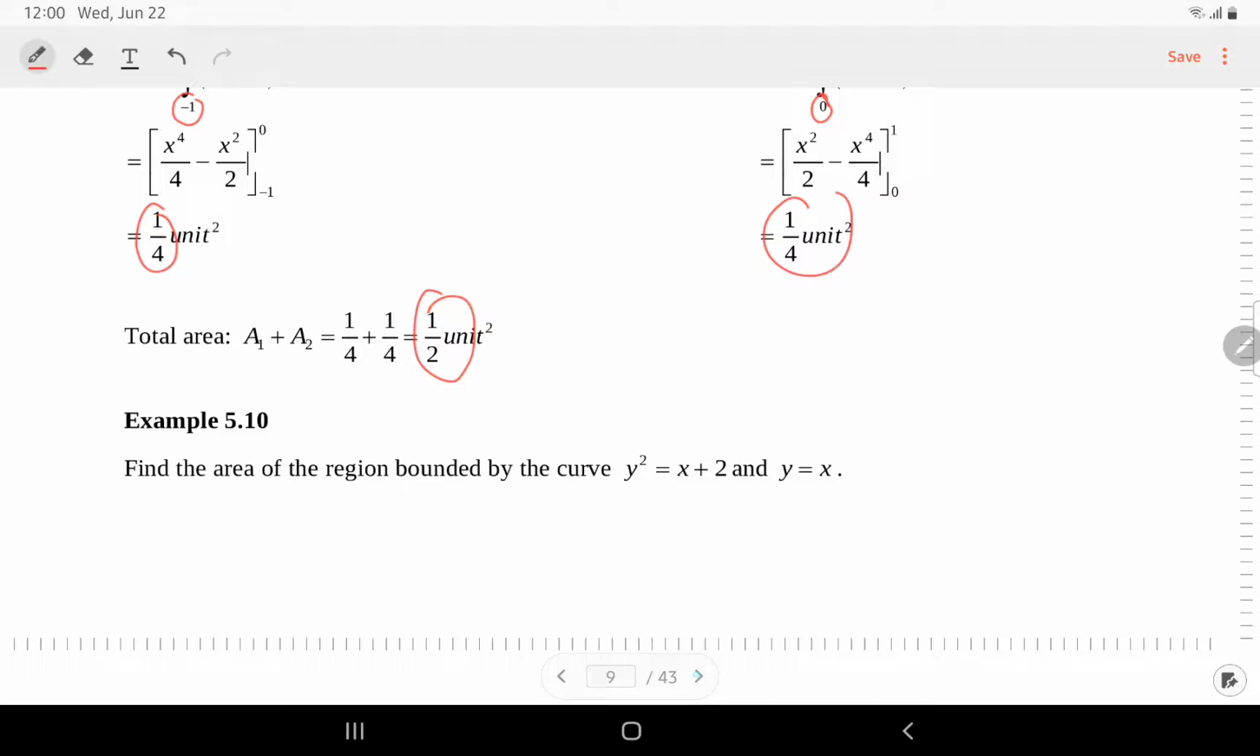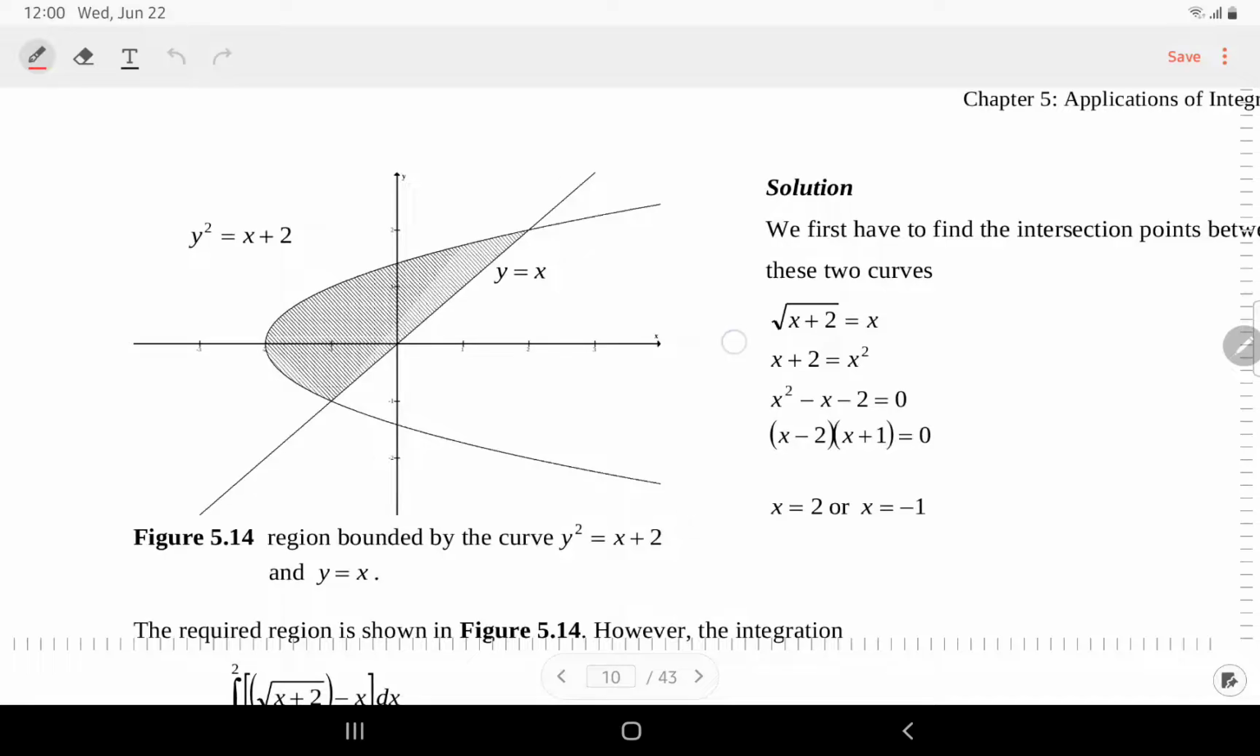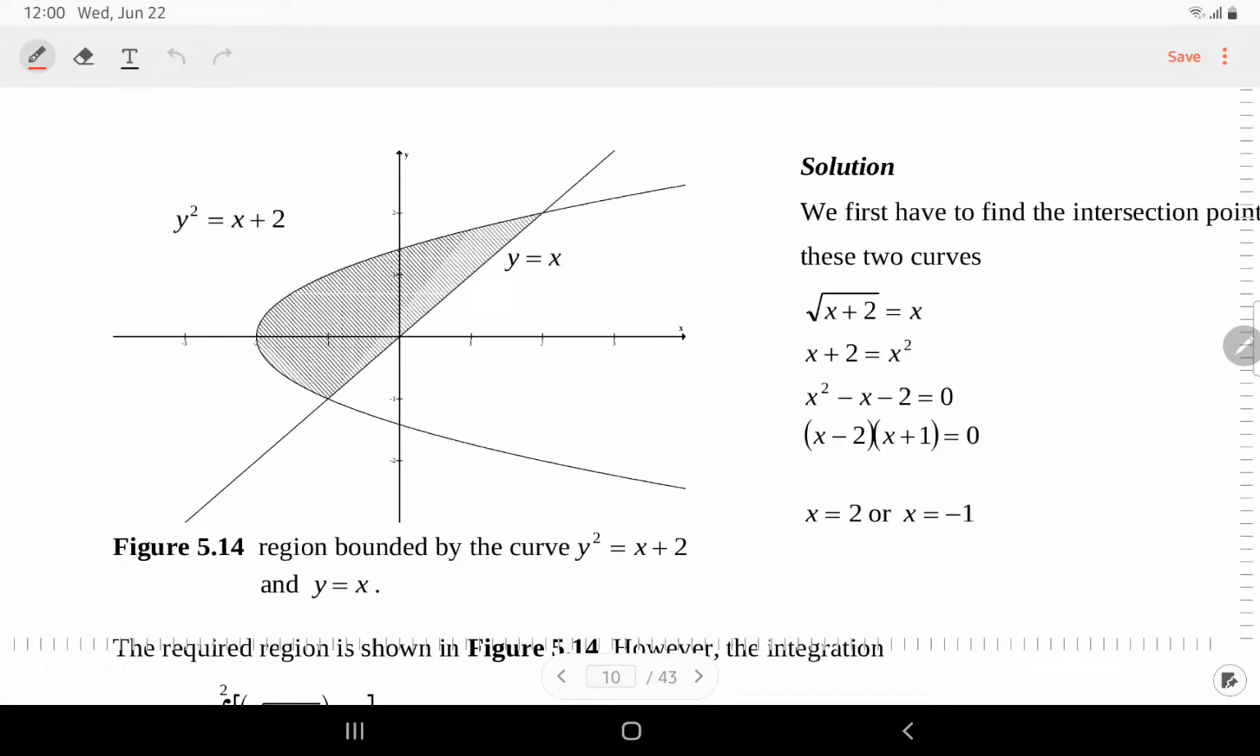Okay, example 5.10. So this is the figure. So we want to find the area of shaded region. Okay, so you can see here this shaded region is bounded by this curve, which the function is y square equals x plus 2, and also bounded by this straight line. Okay, the equation of the straight line is y equal to x.